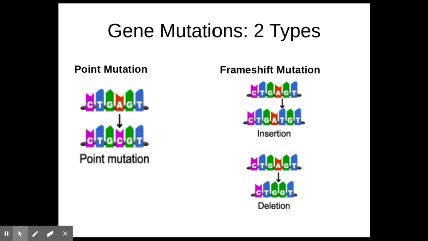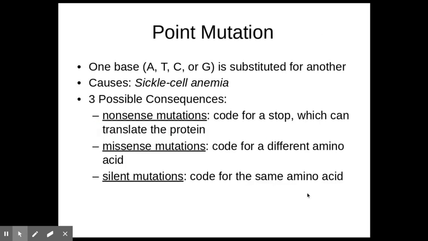There's a frame shift mutation, which comes in two forms: either inserting a base, which causes everything to shift, or deleting a base, which causes everything to shift. So with point mutations, one base is usually substituted for another. One of the things that can be caused by a point mutation is sickle cell anemia. There are three possible point mutation types.